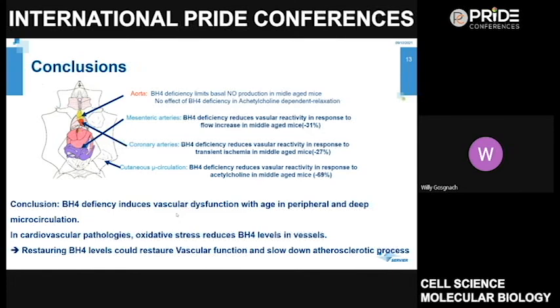It has been clearly described that in cardiovascular diseases, and especially those associated with risk factors like diabetes or hypercholesterolemia, there is a huge oxidative stress in the vasculature. We know that the BH4 levels are reduced. So we could assume that with age and these risk factors, this reduction in BH4 certainly plays a role in the vascular dysfunction that leads to atherosclerosis, and it opens the door to a potential therapeutic solution by restoring BH4 level.